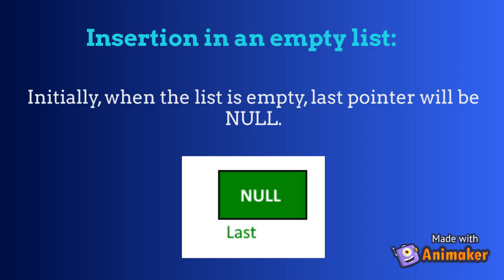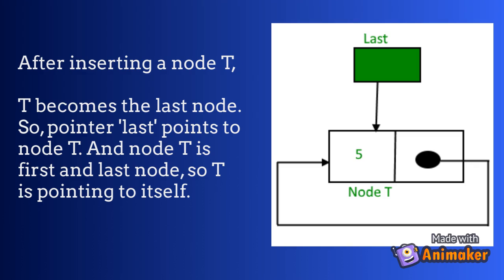Insertion in an empty list. Initially, when the list is empty, the last pointer will be null. After inserting a node T, T becomes the last node, so the pointer last points to node T, and node T is the first and last node, so T is pointing to itself.